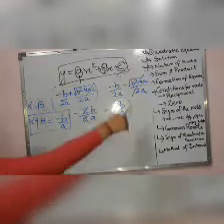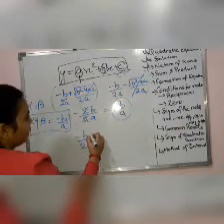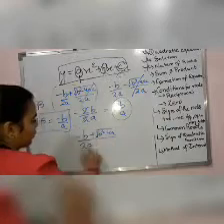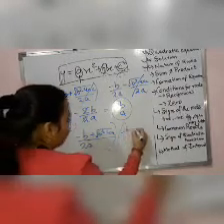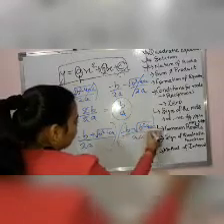Then another thing is the product of my roots. That means minus b upon 2a plus under root of b square minus 4ac, multiplied with minus b minus under root of b square minus 4ac upon 2. These were my two roots.